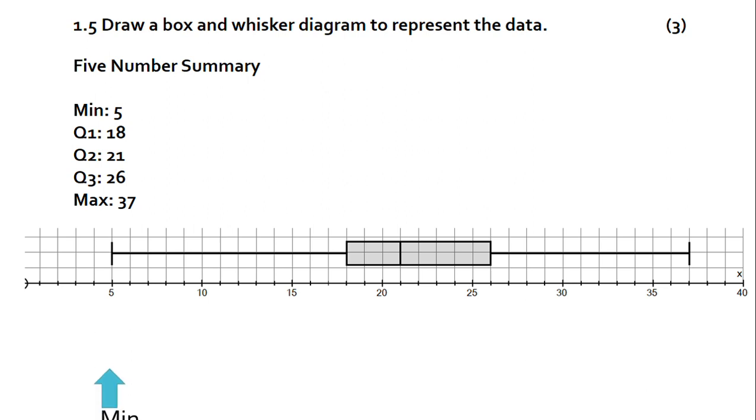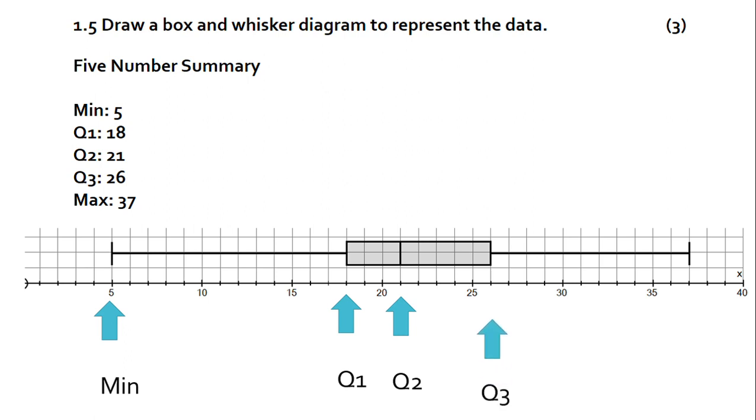Now, when you've drawn your box and whisker diagram, make sure that all the key numbers, your minimum, Q1 and Q3, are aligned correctly on the number line. So if you look, our minimum is 5, and that is reflected on the number line. Our Q1 as well, 18, you can see that on the box and whisker plot, as well as Q2, Q3, and finally our maximum.